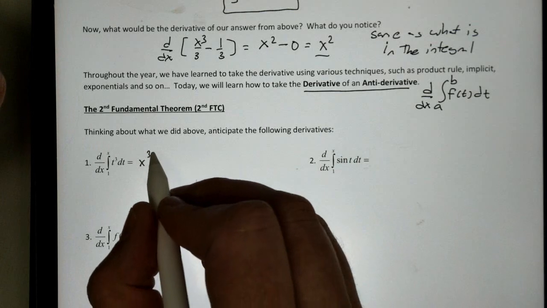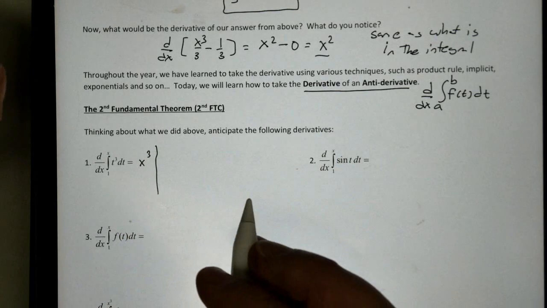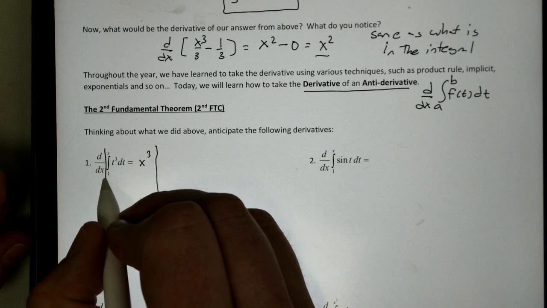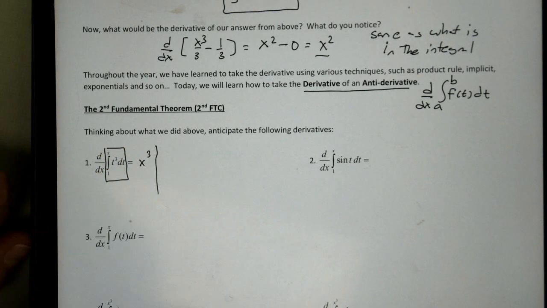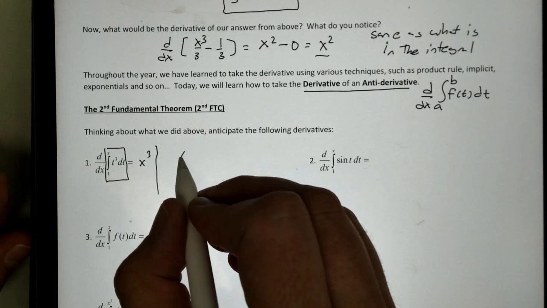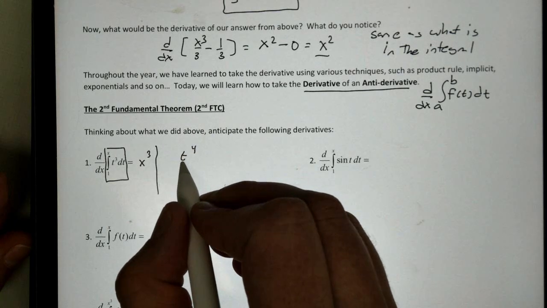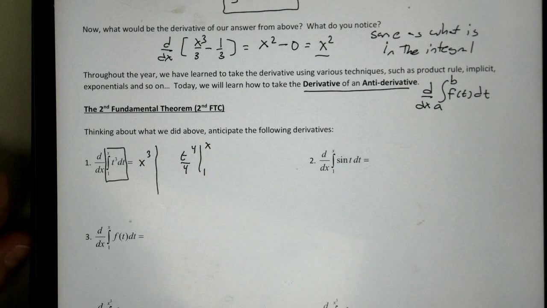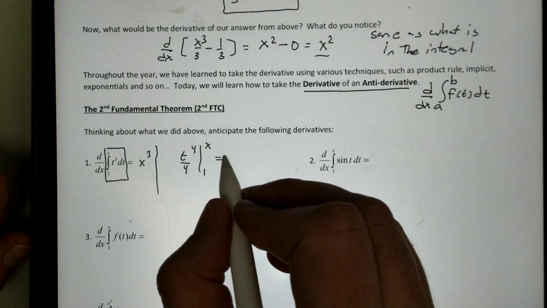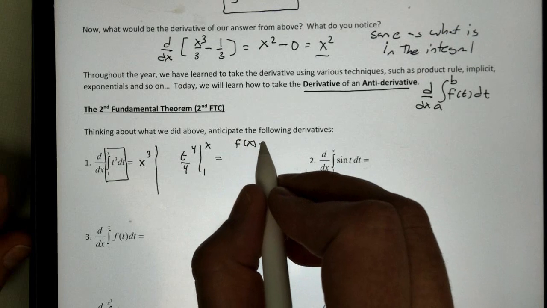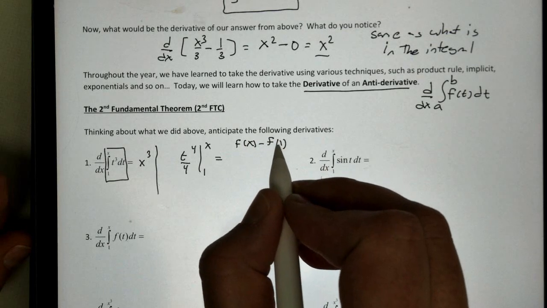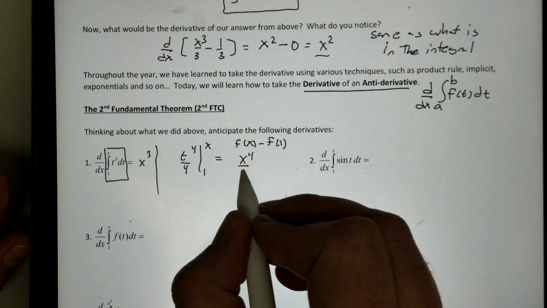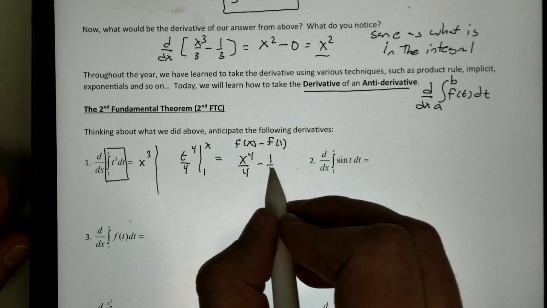So let's see if our anticipation works. What we're going to do is follow the order of operations. If I look here on the inside, I can take that antiderivative, and that's going to give me t to the 4th over 4 evaluated from 1 to x. If we use the FTC, F of x minus F of 1, we would get x to the 4th over 4 minus 1/4.